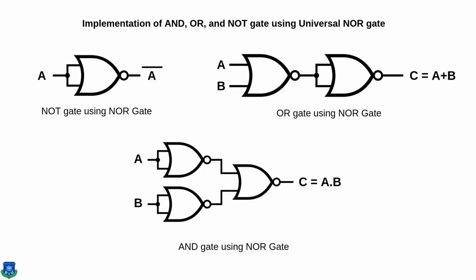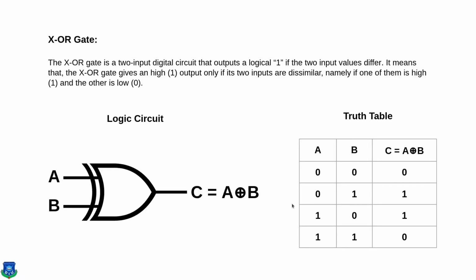We know that AND gate operates on logical multiplication rules. So we can say that NOR gate is a universal gate because we can implement AND, OR and NOT gate using a NOR gate. XOR gate.